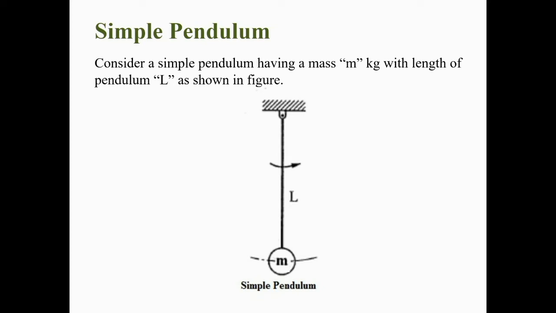To determine the equation of motion for a simple pendulum and thereby derive the equation of natural frequency and periodic time, we have to consider a simple pendulum having mass m, which is suspended with a pendulum having length L as shown in the figure. Initially this would be the mean position.